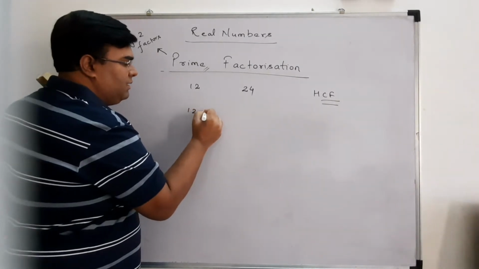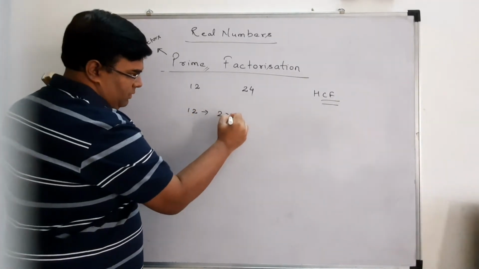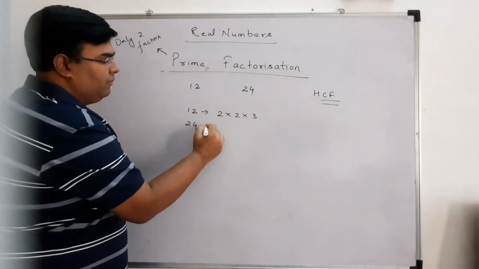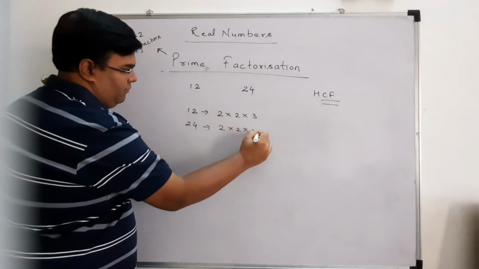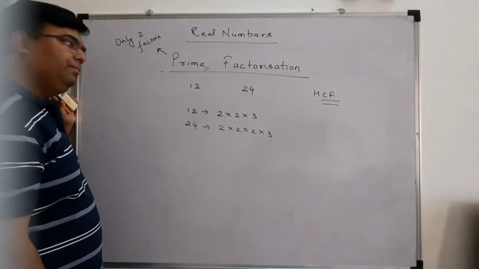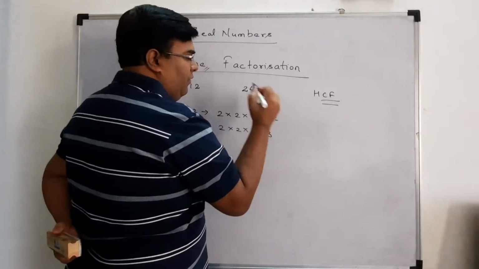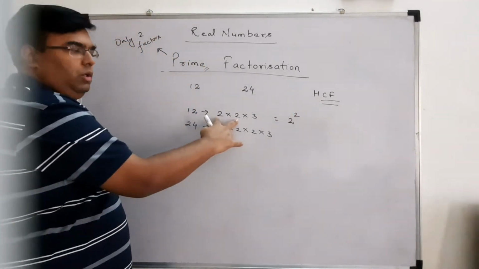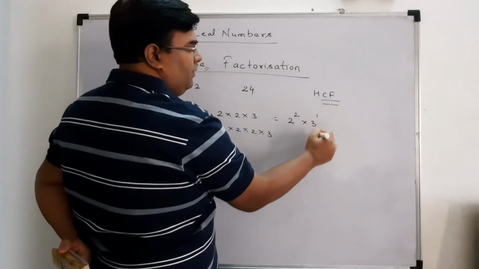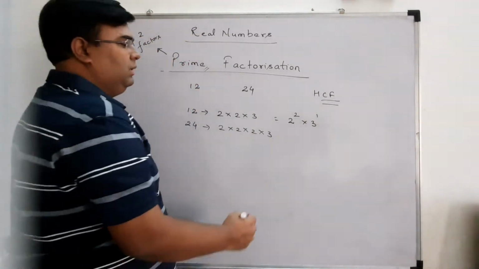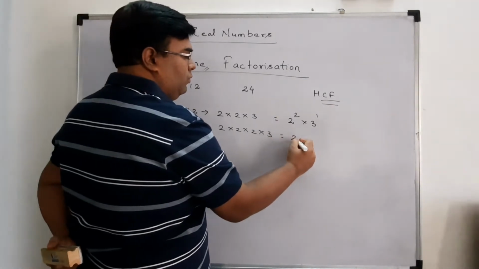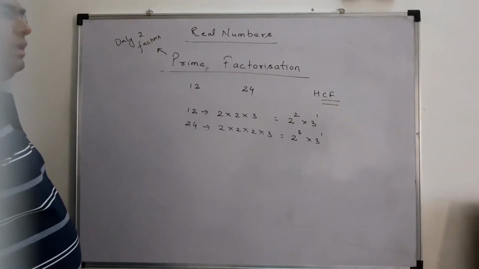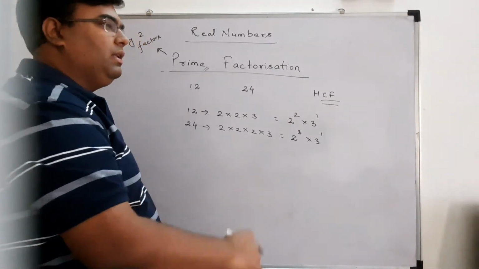We can write 12 as 2 multiplied by 2 multiplied by 3, correct, and 24, right. If you want to write it in the power form, you can write 2 to the power 2 because 2 has come 2 times, and 3 as a power 1. Similarly, you can write this also 2 to the power 3, 3 to the power 1. Okay, I'll tell you how to find LCM also in this way.